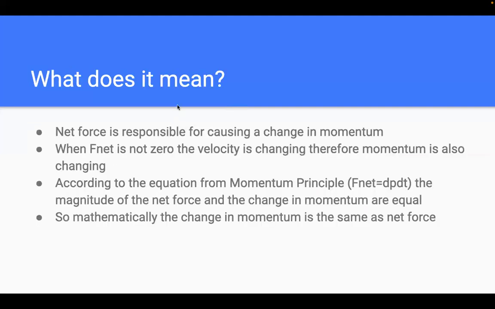What does it mean? Net force is responsible for causing a change in momentum. When F net is not 0, the velocity is changing, therefore momentum is also changing. According to the momentum principle, F net is equal to delta p over dt. The magnitude of the net force and the rate of change in momentum are equal. So mathematically, the change in momentum is the same as net force.